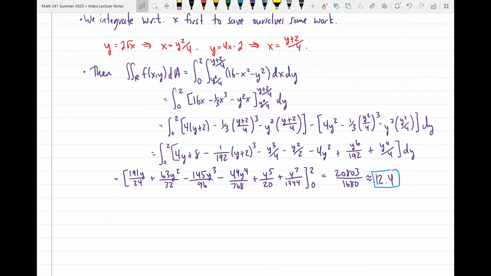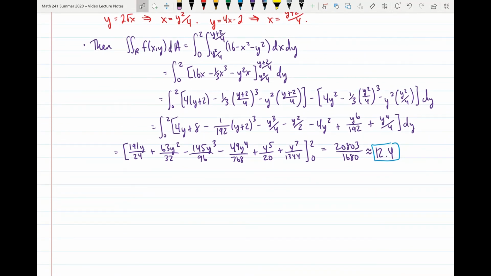And we take that inner integral, we get 16 times x minus 1/3 times x cubed minus y squared times x. And we evaluate at (y plus 2) divided by 4. So we take (y plus 2) divided by 4 and plug it in for x. And then we subtract what we get when we take y squared over 4 and plug it in for x. And we get this really nasty looking algebraic expression, which I don't want to read, but you can pause the video or just look at the notes if you want to make sure that things make sense here, or look in the book, that would be fine too.